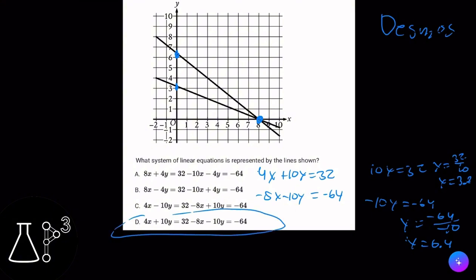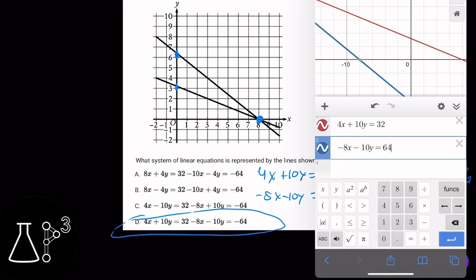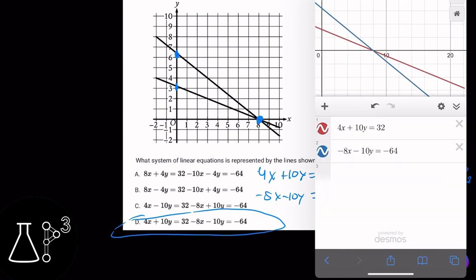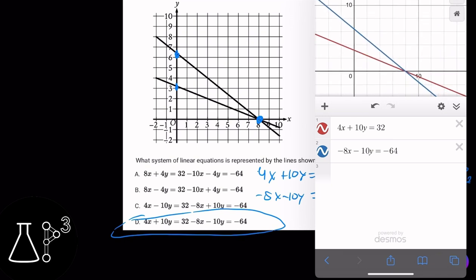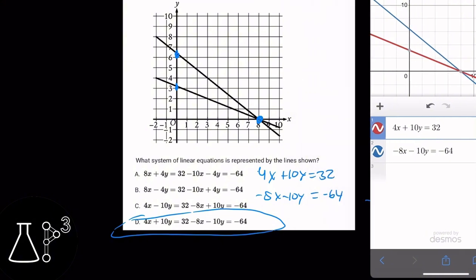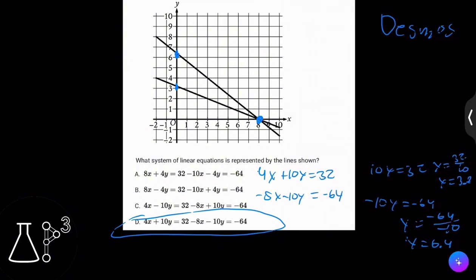But let's make sure it works in Desmos with the information that's given. So if you plug in everything, as we can see, the graph does indeed correspond with 6.4, 3.2, and positive 8. Therefore, my answer is indeed D. So you guess and make sure that all the numbers correspond to each other.